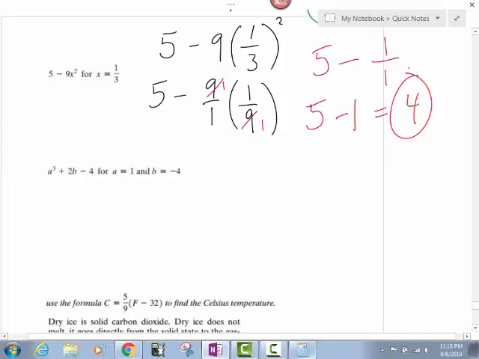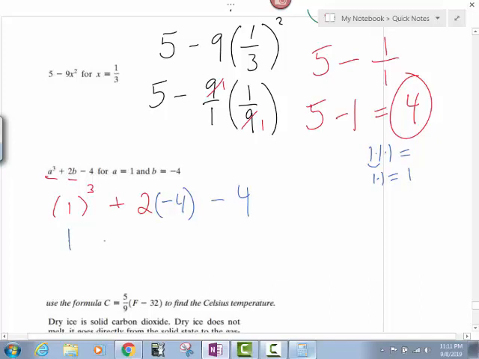Alrighty. So for the next one we have here, I want you to notice we actually have two variables. We have A and we have B. So for the A, I'm going to plug in the number 1 to the third plus 2. Where we have the number B, we're going to plug in the number negative 4 minus 4. So let's look at the first part here, 1 to the third. Remember what 1 to the third means? It means 1 times 1 times 1. Well, 1 times 1 is 1, and 1 times 1 is still 1. That's going to be a 1 right here.